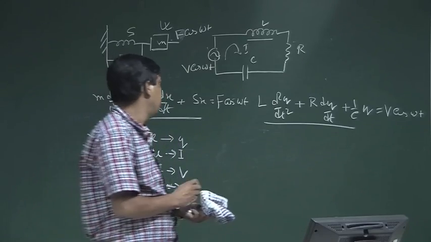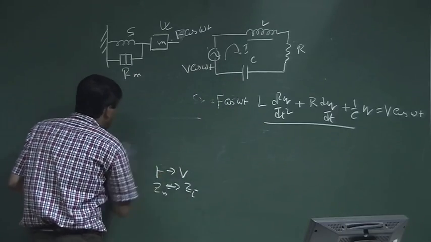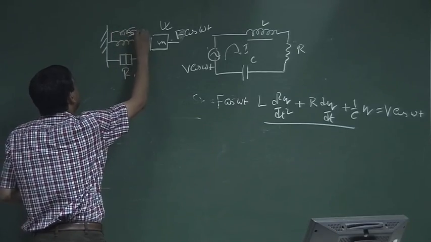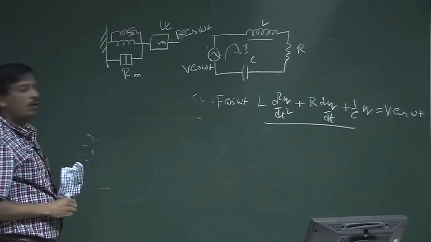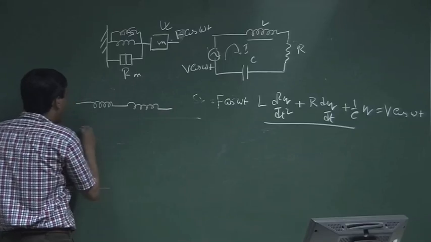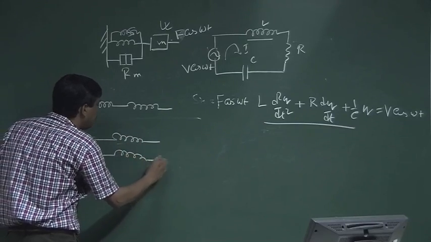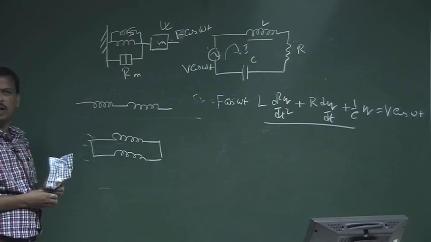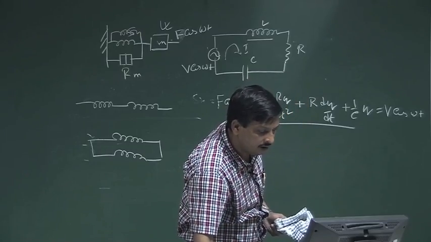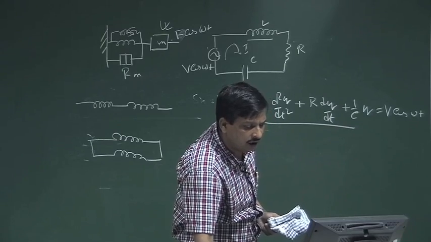Okay. So, you know that. Now, cascading. Suppose I join two springs together. I can replace one single spring by this kind of cascading, or by a parallel cascading. So, there are two kinds of cascading I can do: one is called parallel cascading, another is called series cascading.